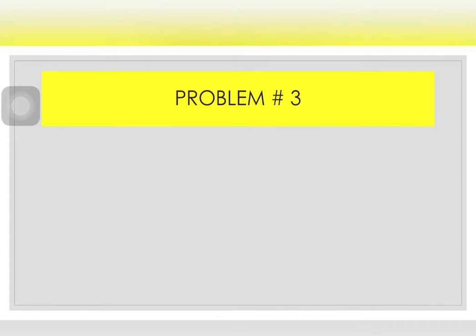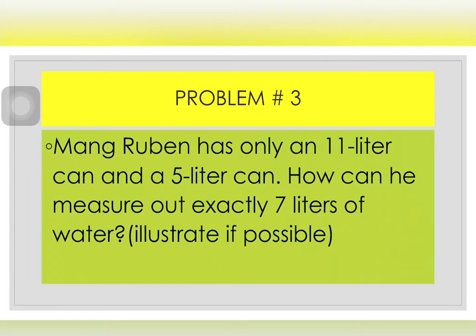For problem number 3. Problem number 3 states that Mang Ruben has only an 11-liter can and a 5-liter can. How can he measure out exactly 7 liters of water? Illustrate if possible.